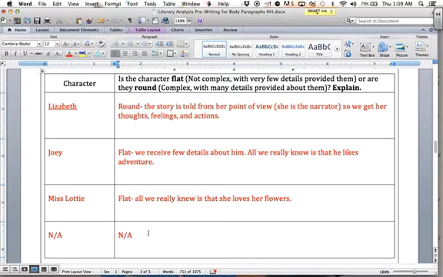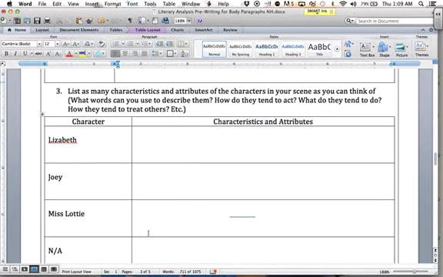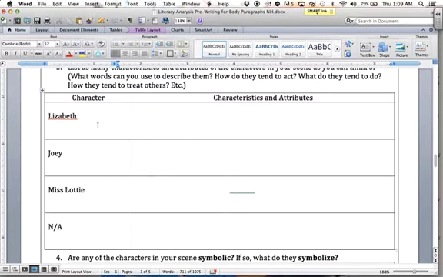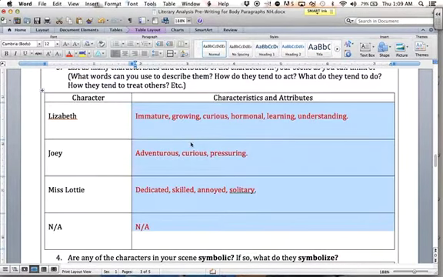All right. And then number 3, list as many characteristics and attributes of the characters in your scene as you can think of. What words can you use to describe them? How do they tend to act? And what do they tend to do? How do they tend to treat others, etc. All right. Again, my character list already filled in, and we will highlight these and go through.